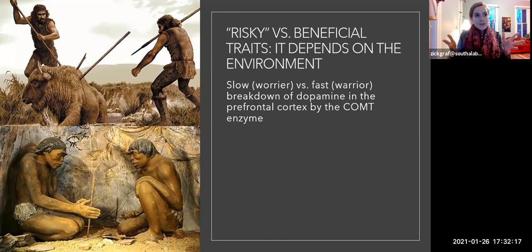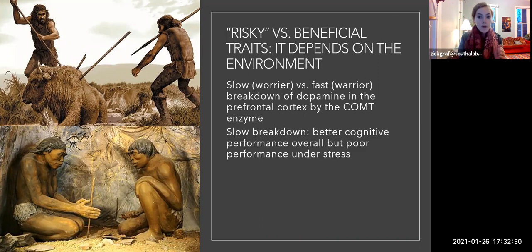The COMT gene codes for enzymes that either work really fast at breaking down a specific neurotransmitter, dopamine, in a specific area, the prefrontal cortex, or really slowly. So people who have slow breakdown of dopamine in the prefrontal cortex, under normal conditions, when they're allowed to have all the time in the world to solve problems, are on average better at solving problems. They have better cognitive performance overall, but their performance is worse under stress.